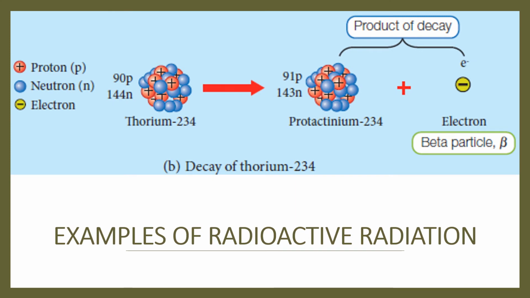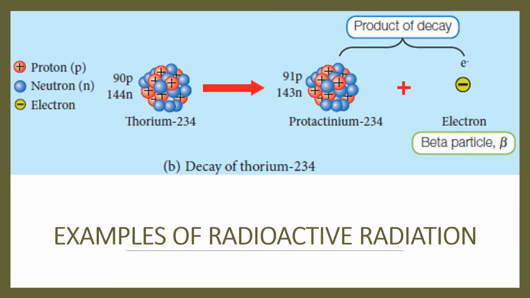Here is an example for beta radiation. Thorium-234 is a continuation from the previous example, the decay of uranium into thorium. Thorium-234 consists of 90 protons and 144 neutrons. When you sum these two, you get the total mass number of thorium-234. The thorium decays into protactinium-234, which has the same total mass number.